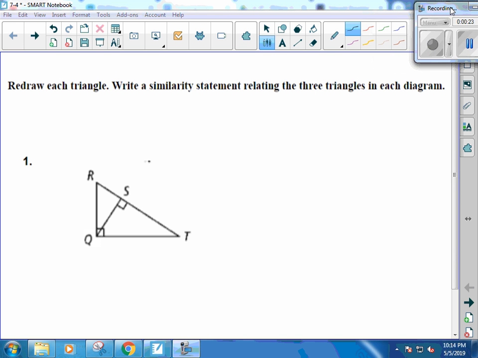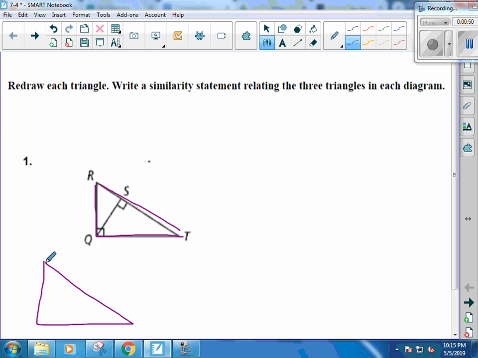Alright, our first example. Go ahead and take a moment to draw this triangle out. And as you're drawing it on your paper, I want you to notice that there's actually 3 triangles within the one. So the largest triangle is RQT, where Q is the right angle.